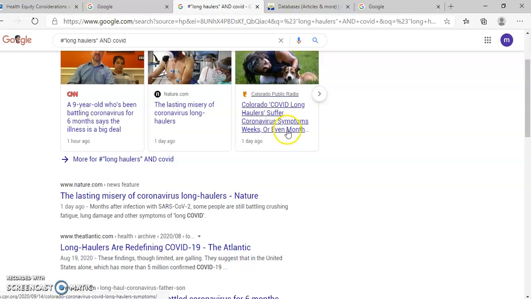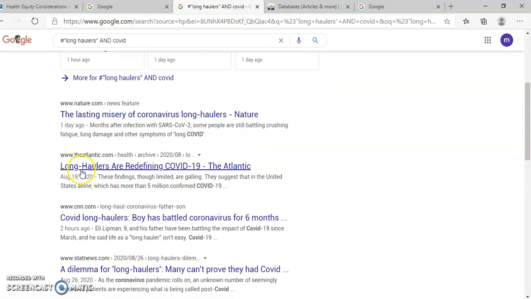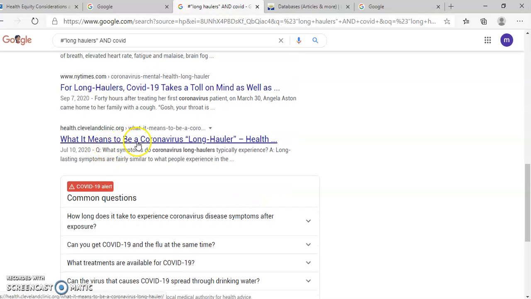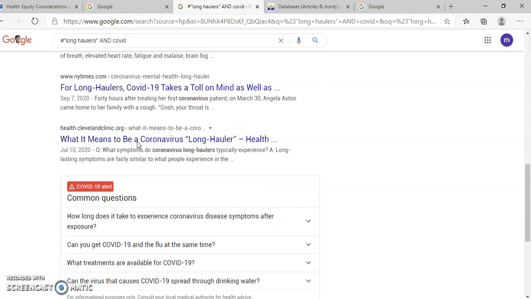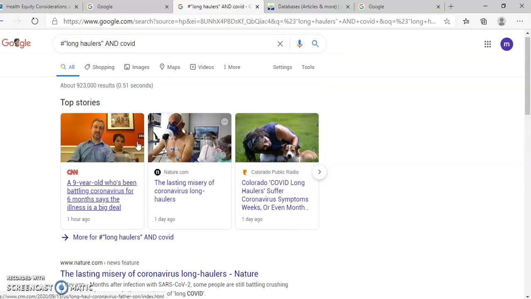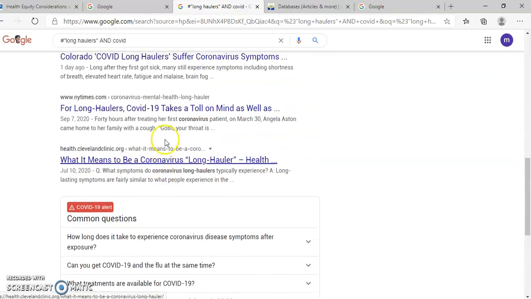So when doing this search, you can see there are a number of articles that pop up, many of them from a number of different domains. The first several are from .coms, The Lasting Misery of Coronavirus Long Haulers. Long haulers are redefining COVID-19 from The Atlantic. And then you can see things from .orgs as well. So this is definitely a good way to search for a trending topic and see what's happening across .coms, .orgs, .govs, and do always look beyond the first page. Dig in and see what you can find.